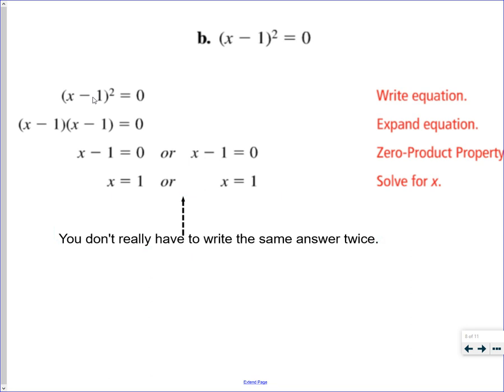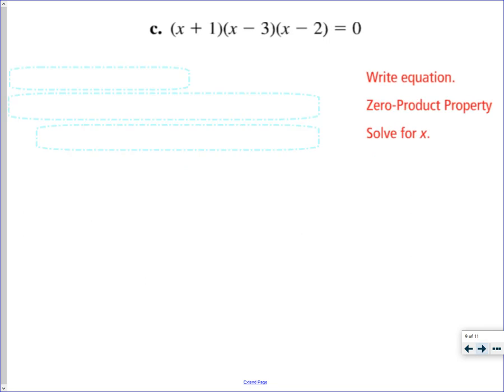Now, here's the thing. I don't really need you to write the second answer. I don't need you to write it twice. I would not have needed, personally, for you to write x minus 1 equals 0 or x minus 1 equals 0. That's a waste. It's exactly the same as what you had the first time. I wouldn't need it twice. But I need you to understand that when it says it's squared, that's what's really happening.